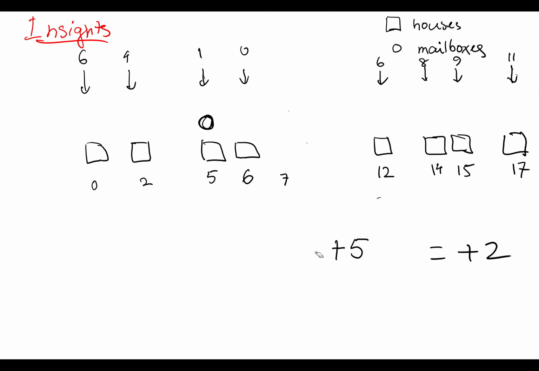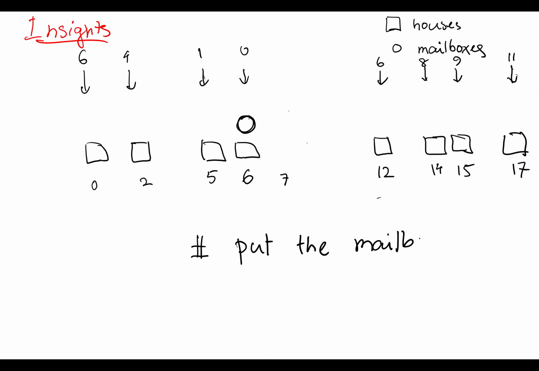So you see, if I put the mailbox in the median house, in the worst case moving it to the right gives me the same minimized distance, and moving it to the left or right may even become worse. We do not gain anything. So this is the first thing. Observation 1: put the mailbox in the median house.